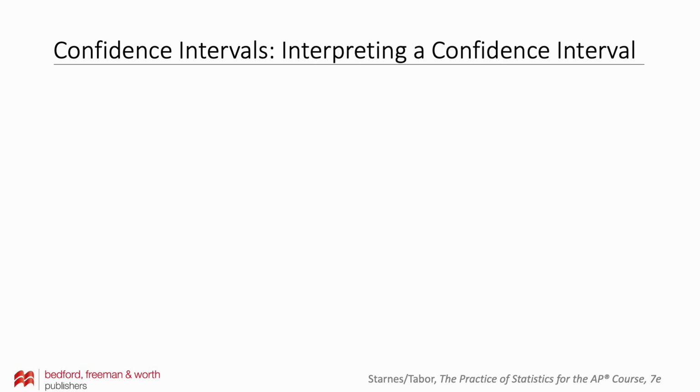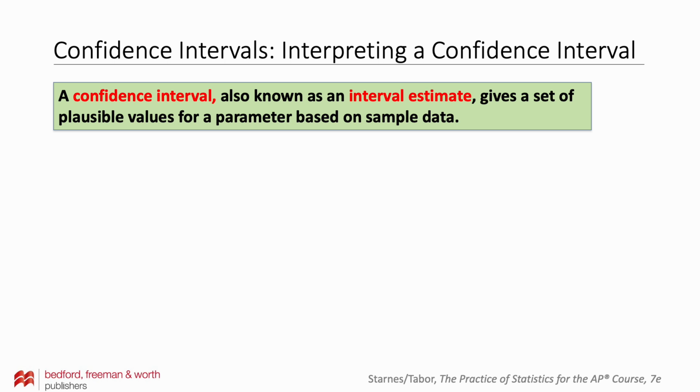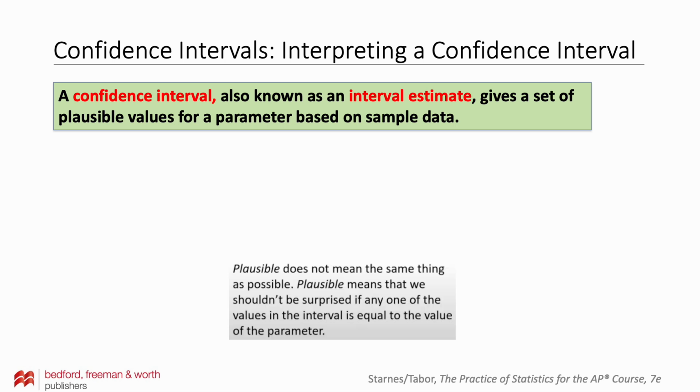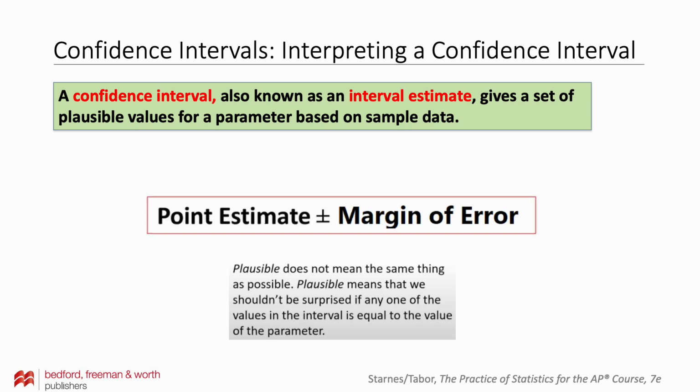A confidence interval gives a set of plausible values for a parameter based on sample data. This interval that is calculated from the data will have a margin of error that tells us how close the estimate tends to be to the unknown parameter in repeated random sampling. So we would have the point estimate plus or minus the margin of error.